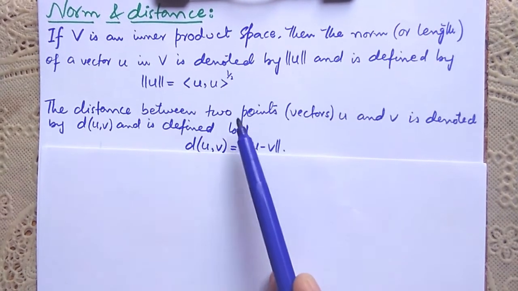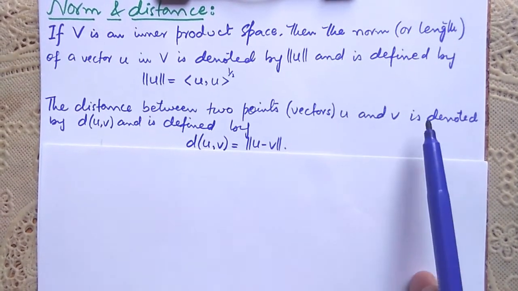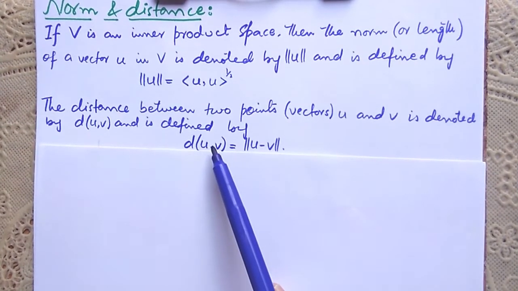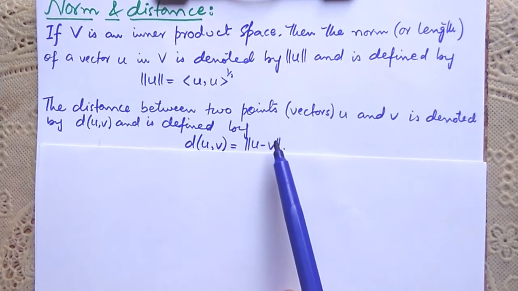And the distance between two points, meaning vectors u and v, is denoted by this notation and is defined as: the distance between u and v is the norm of the difference of these two vectors.